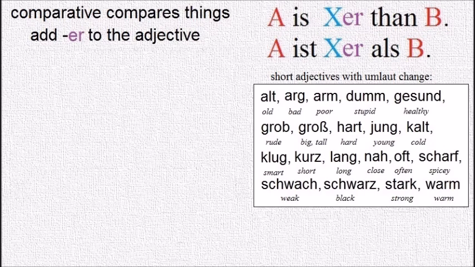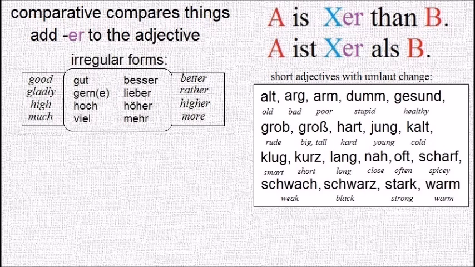They are alt, arg, arm, dumm, gesund, grob, groß, hart, jung, kalt, klug, kurz, lang, nah, oft, scharf, schwach, schwarz, stark, warm. There are also some irregular forms. They are gut, besser, gern, lieber, hoch, höher, viel, mehr.